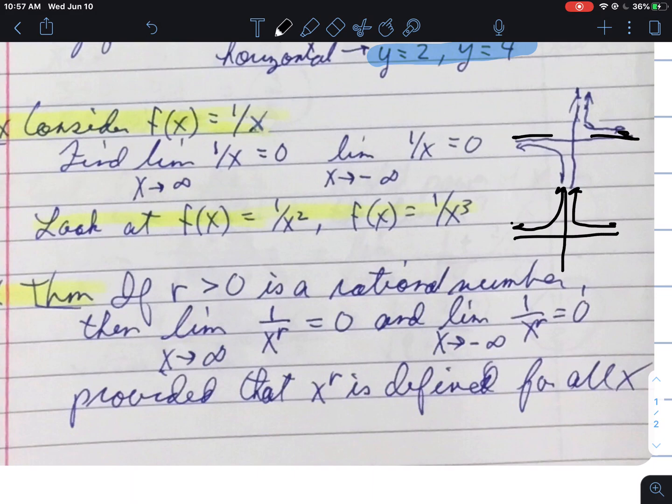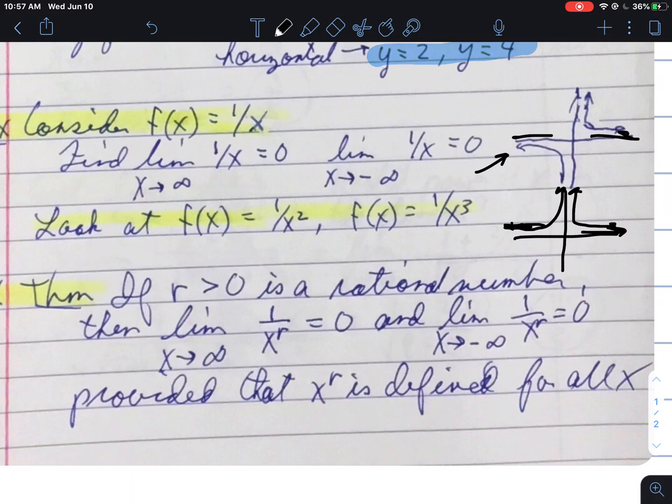Notice I get the same behavior there. As x approaches infinity, and as x approaches negative infinity, in both cases, just like with the previous, the graph is approaching the x-axis. The function is approaching 0. If you look at the graph of 1 over x cubed, guess what it looks like? Looks just like that one. It just gets closer to the axes a lot quicker.